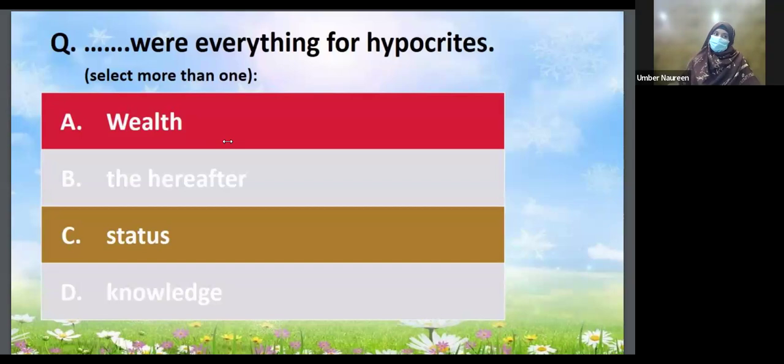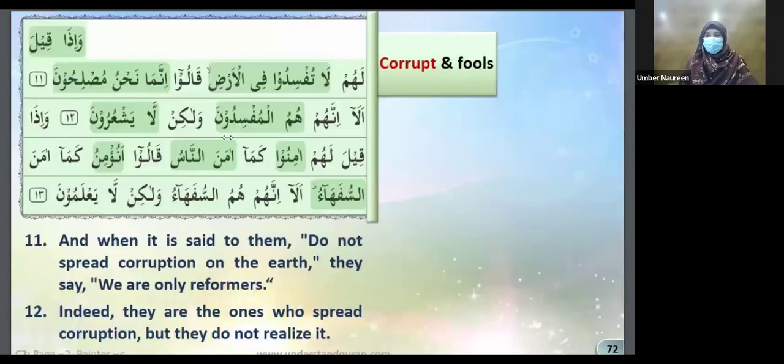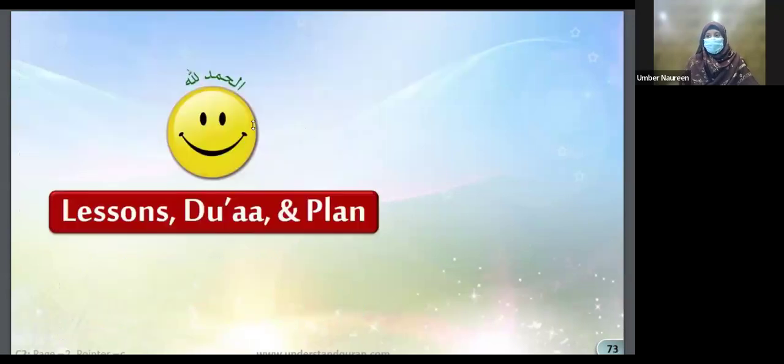The answer of this question is everything: wealth and status for hypocrites. And here is the translation. And when it is said to them, do not spread corruption on earth, they say we are only reformers. Indeed, they are the ones who spread corruption, but they do not realize.